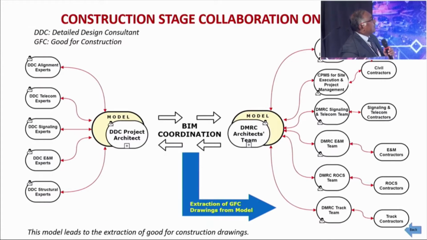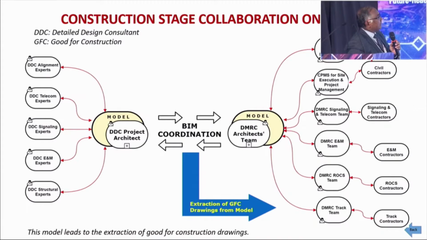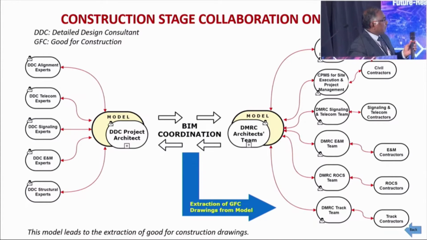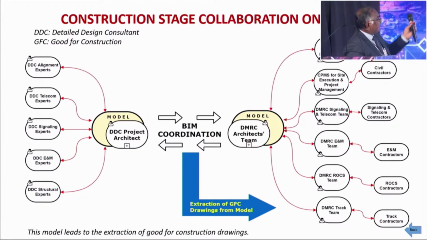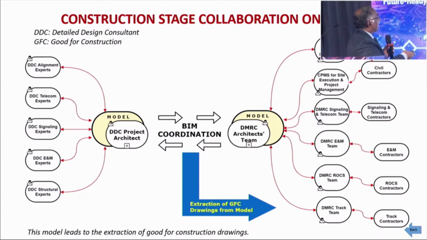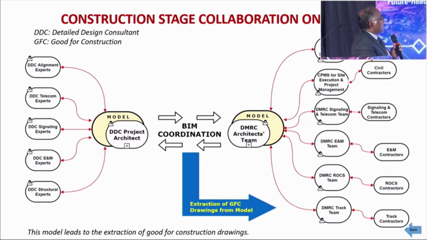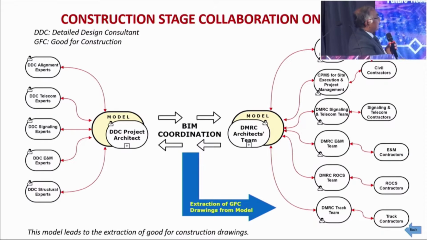So this is basically about the 3D BIM and BIM 360. This is the construction stage collaboration and BIM. So we appointed a DDC project, and he has a lot of experts, shown on the left side. Everyone can independently work on different folders, and then the whole thing can be federated in a model. It was helpful to the DMRC even during the pandemic, because people were sitting at remote places and working together.